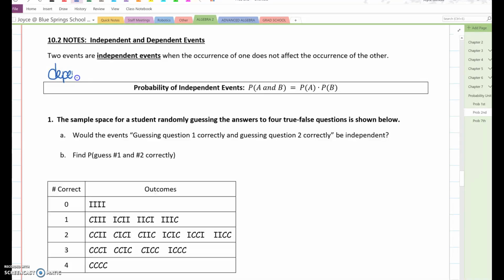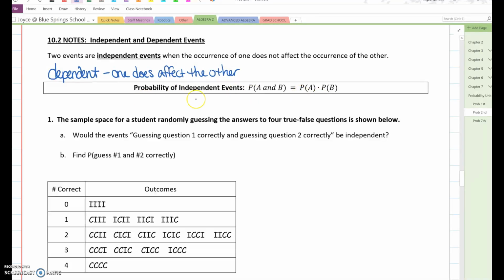Dependent events depend on each other. So with dependent events, one does affect the other. Say I had 5 marbles in the bag of 5 different colors. If I pull a marble out and give that marble away, how many marbles do I have left in the bag the next time I pull a marble out? I only have 4 marbles, so the colors that I could get are changed by what marble was pulled out the first time. So those events would be dependent.